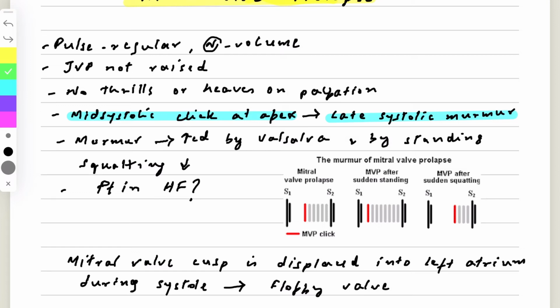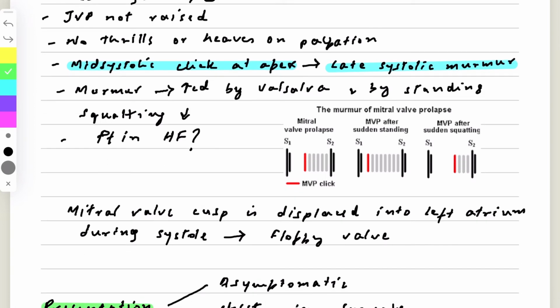All right. So what happens in mitral valve prolapse is that the mitral valve cusp is displaced into the left atrium during systole, since it's a bit of a floppy valve actually.